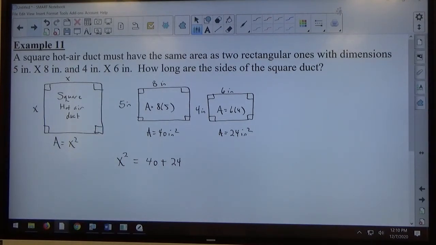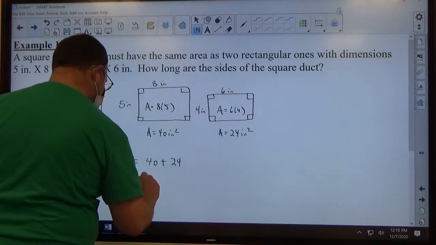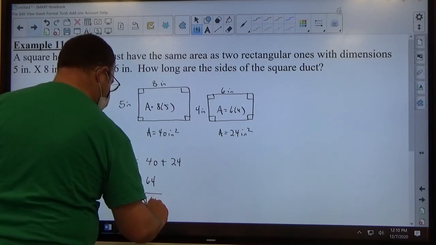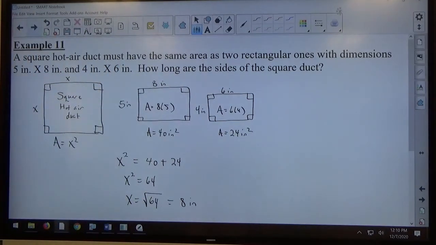The area of the square duct equals the sum of the rectangular ducts' areas. 40 plus 24, of course, is 64. So x is going to equal the square root of 64, better known as 8 inches. So how long are the sides of the square duct? x is the length of the sides. x equals 8 inches, so the answer is 8 inches.